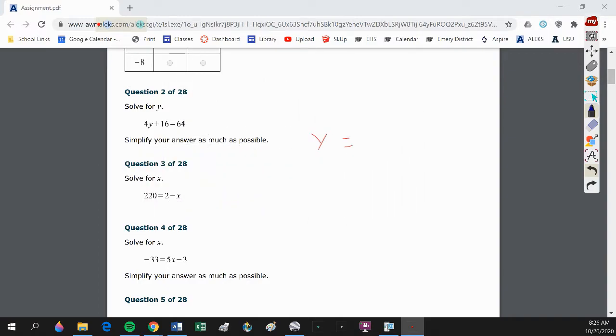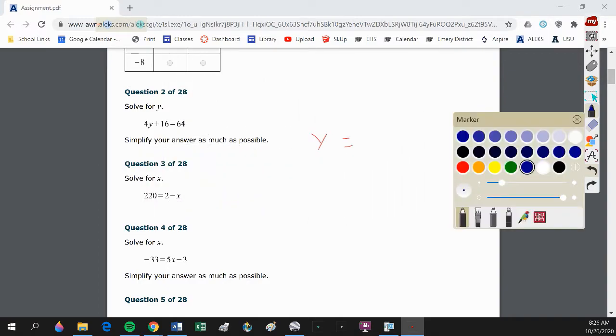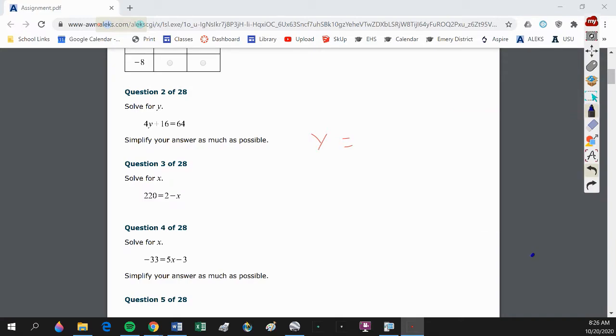Okay. How would you solve number 3? Subtract 2. 218 is equal to negative x. Divide by negative 1, or you could just change the signs. So x is negative 218.